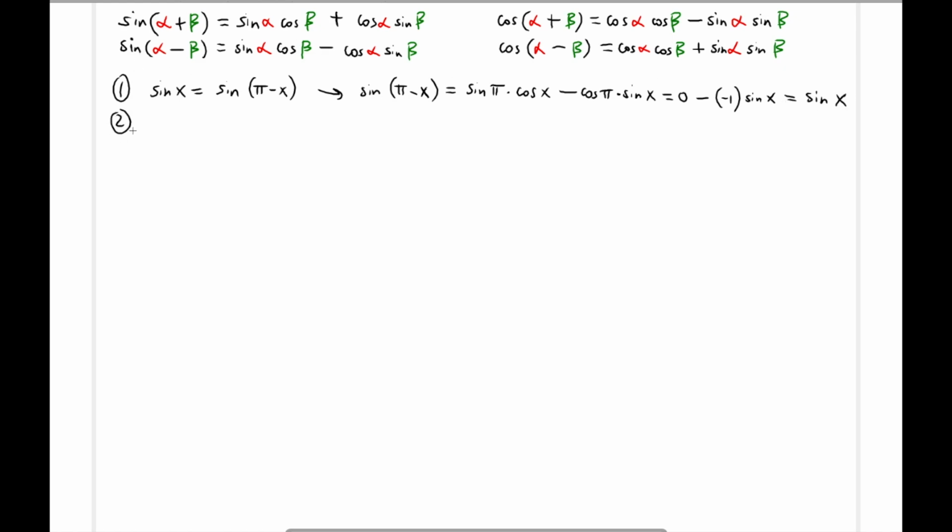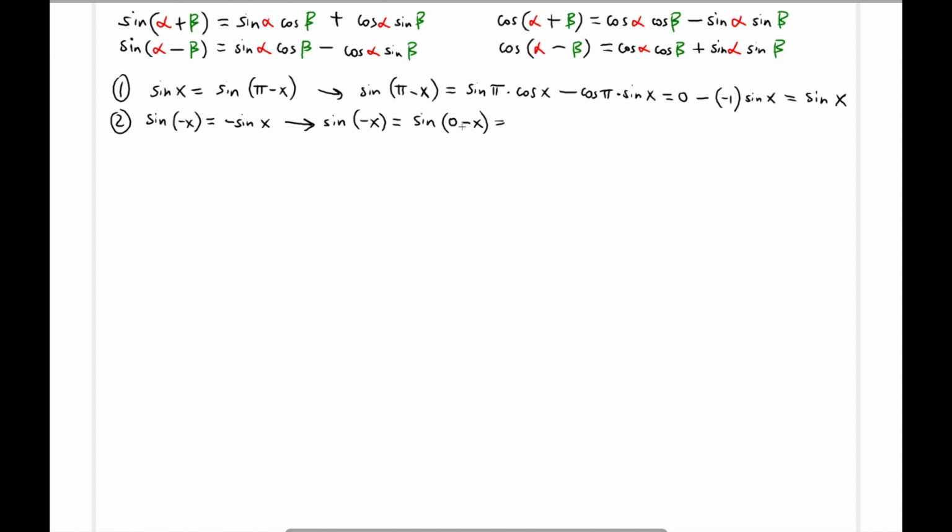Now the second one we're going to show is that sine of negative x is equal to negative sine x. Let's prove that. So how are we going to show that? This time we start from the left side and transform it to the right side, because that will be the easiest thing to do. Notice that the sine of negative x could be written as a difference. Namely, we know that there's nothing to the left of the negative x, so we assume that it's going to be 0. So 0 minus x.